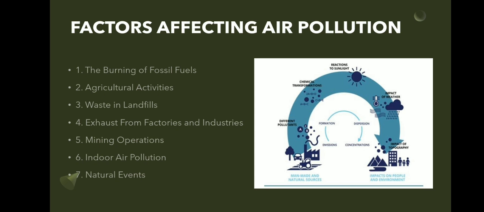And lastly, natural event. Volcanic eruption is one major source of natural air pollution. When an eruption occurs, it produces a large amount of sulfur, chlorine, and ash products, which are released into the atmosphere and can be picked up by wind to be dispersed over a large area. So here it ends.